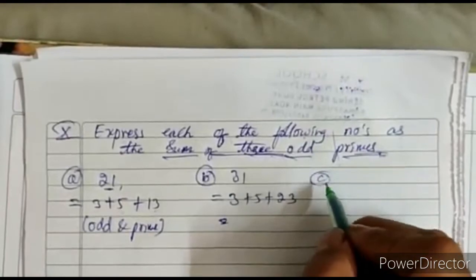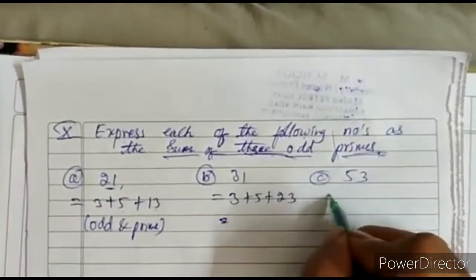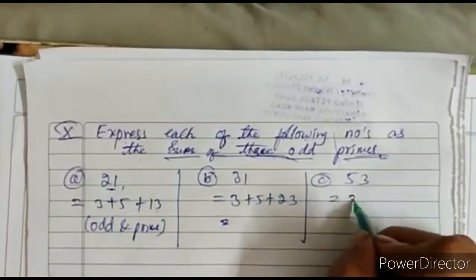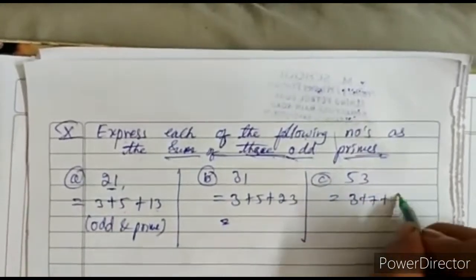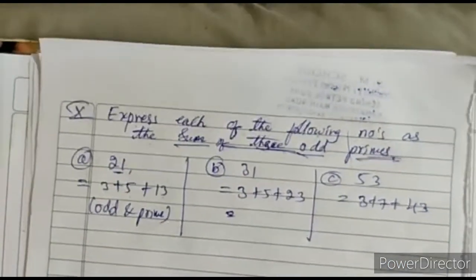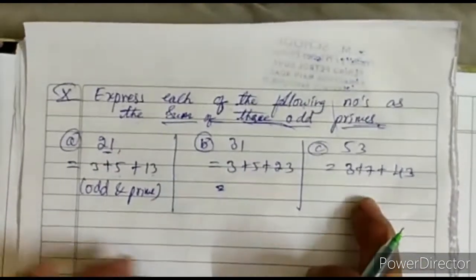And similarly, the third one, I will see 53. What do we have to take? This I will make a separate group. So 3 plus 7 plus 43. These 3 also, we are getting prime numbers as well as odd numbers.